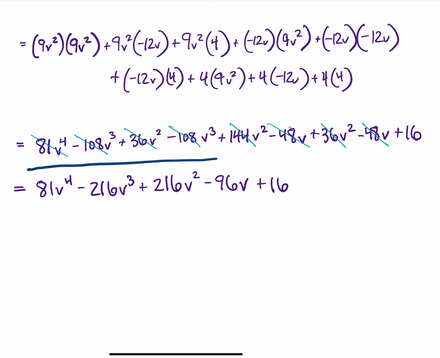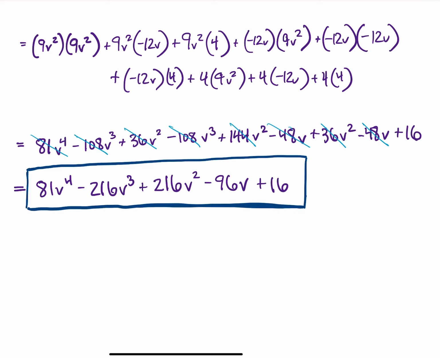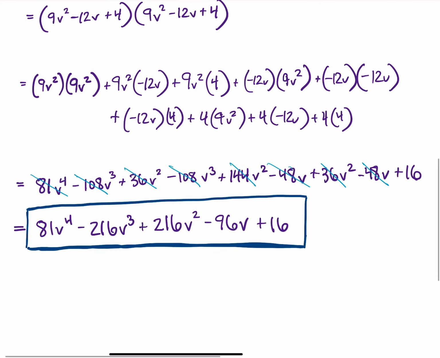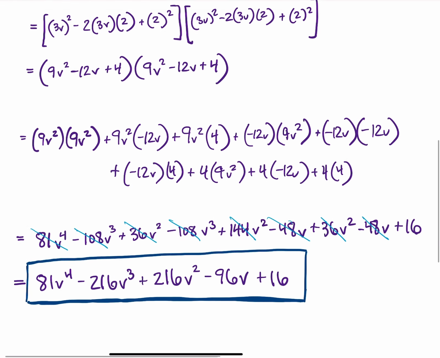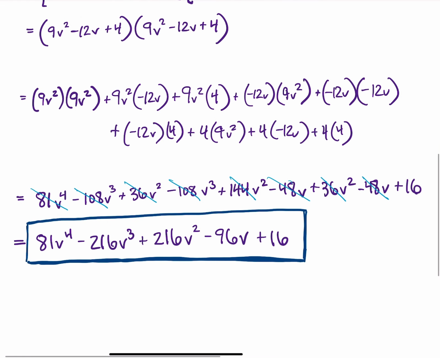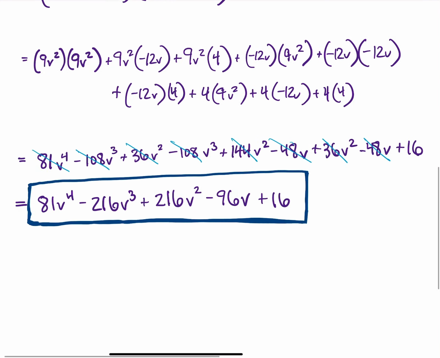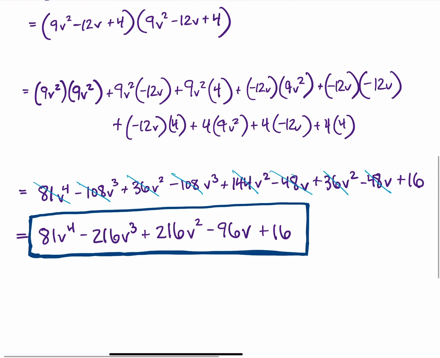So we get this big fourth degree polynomial as the result of raising 3v minus 2 to the fourth power. These can get a little bit intricate, but as long as we're careful, we should make it through to our final thing here.